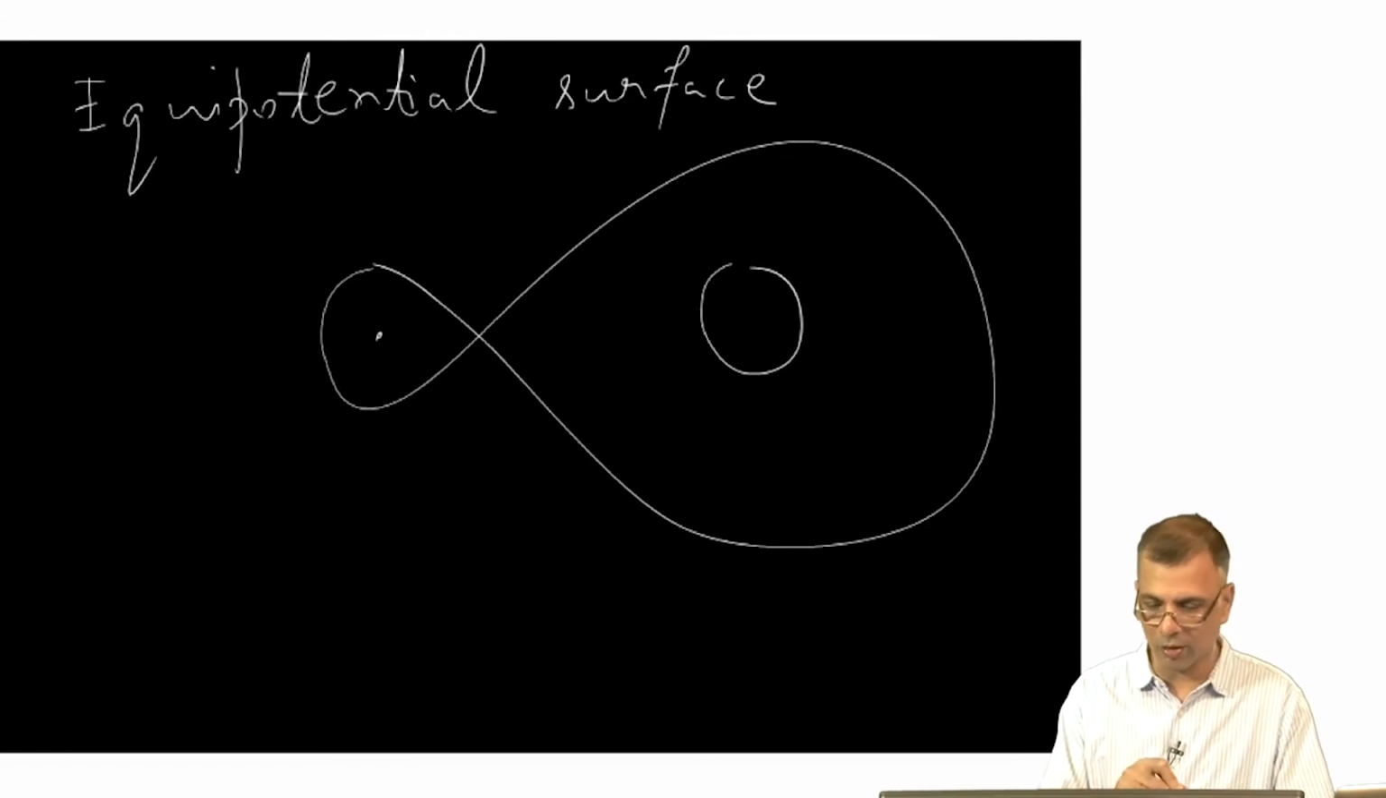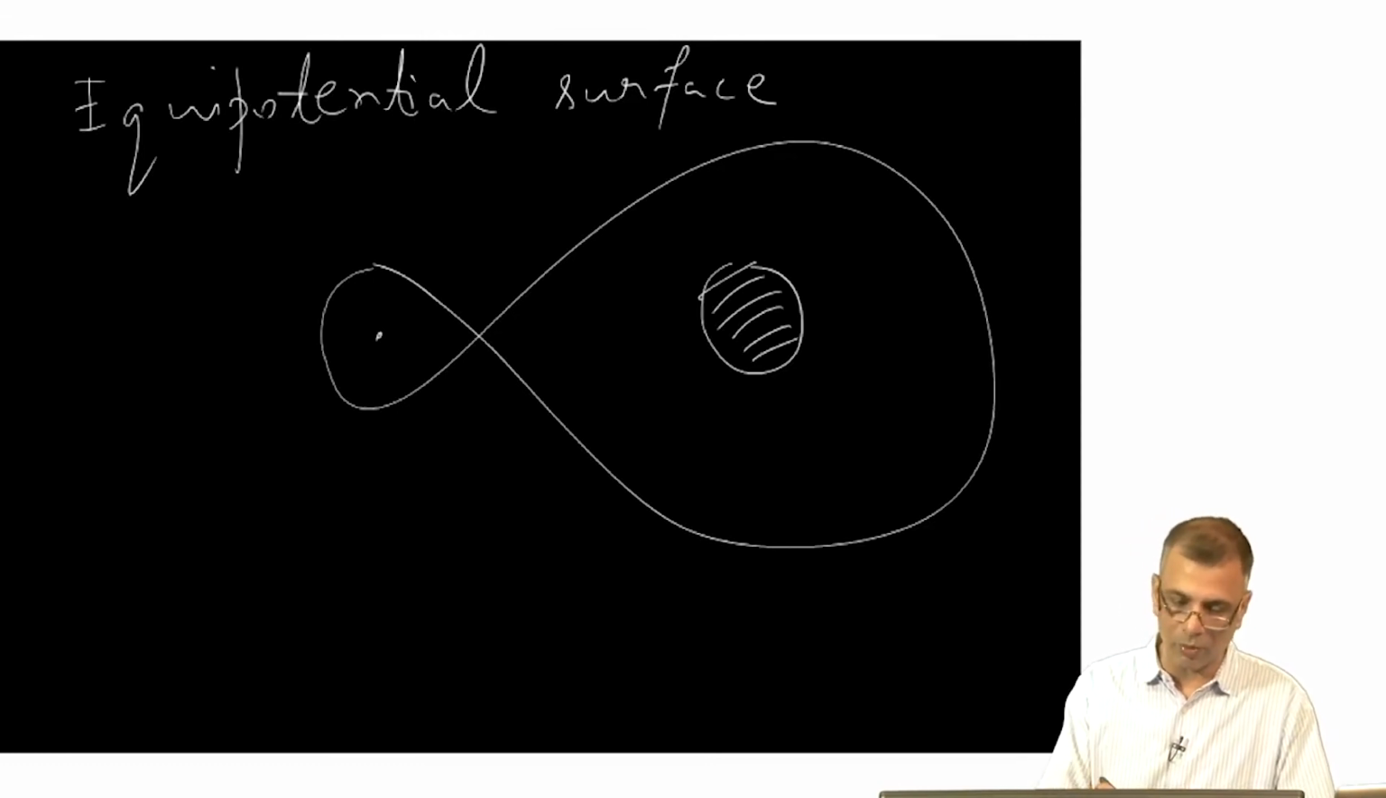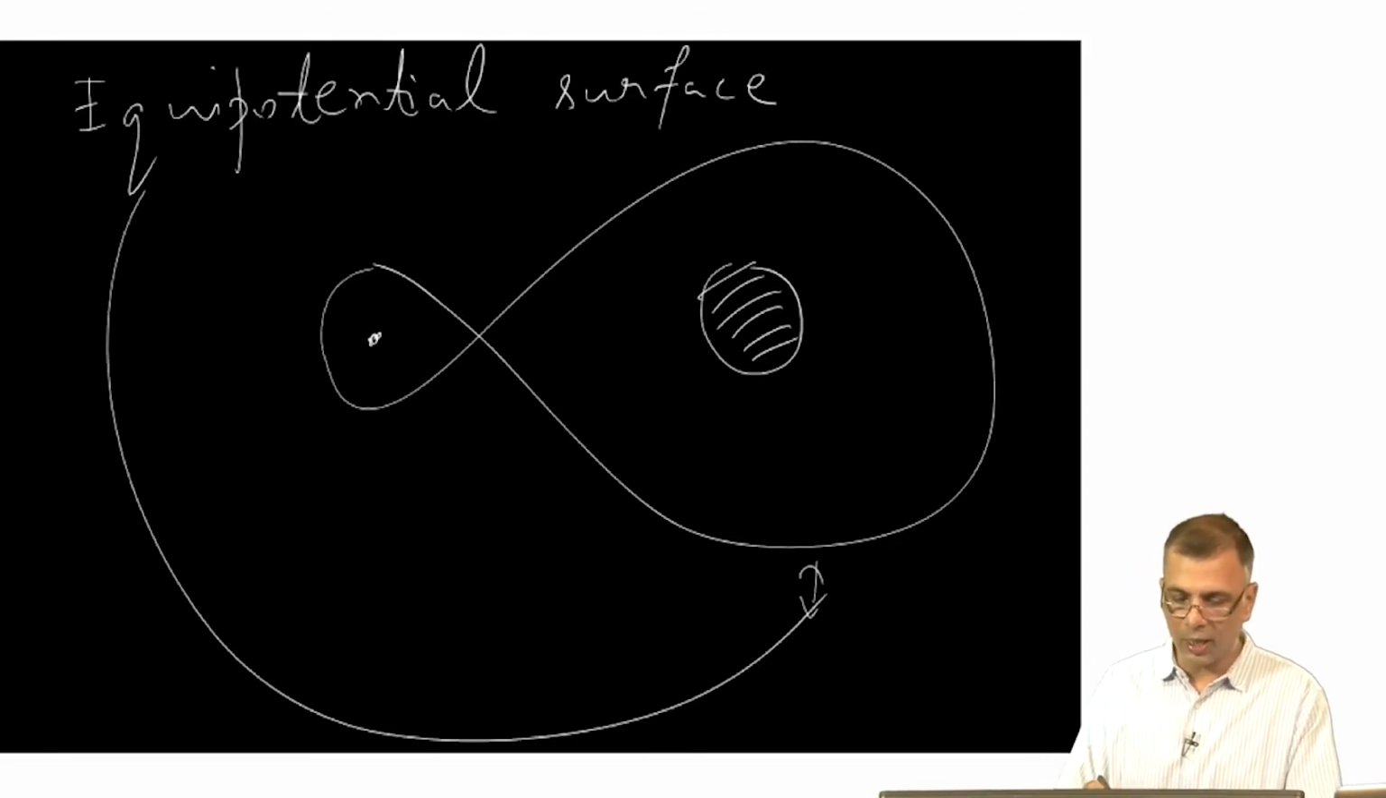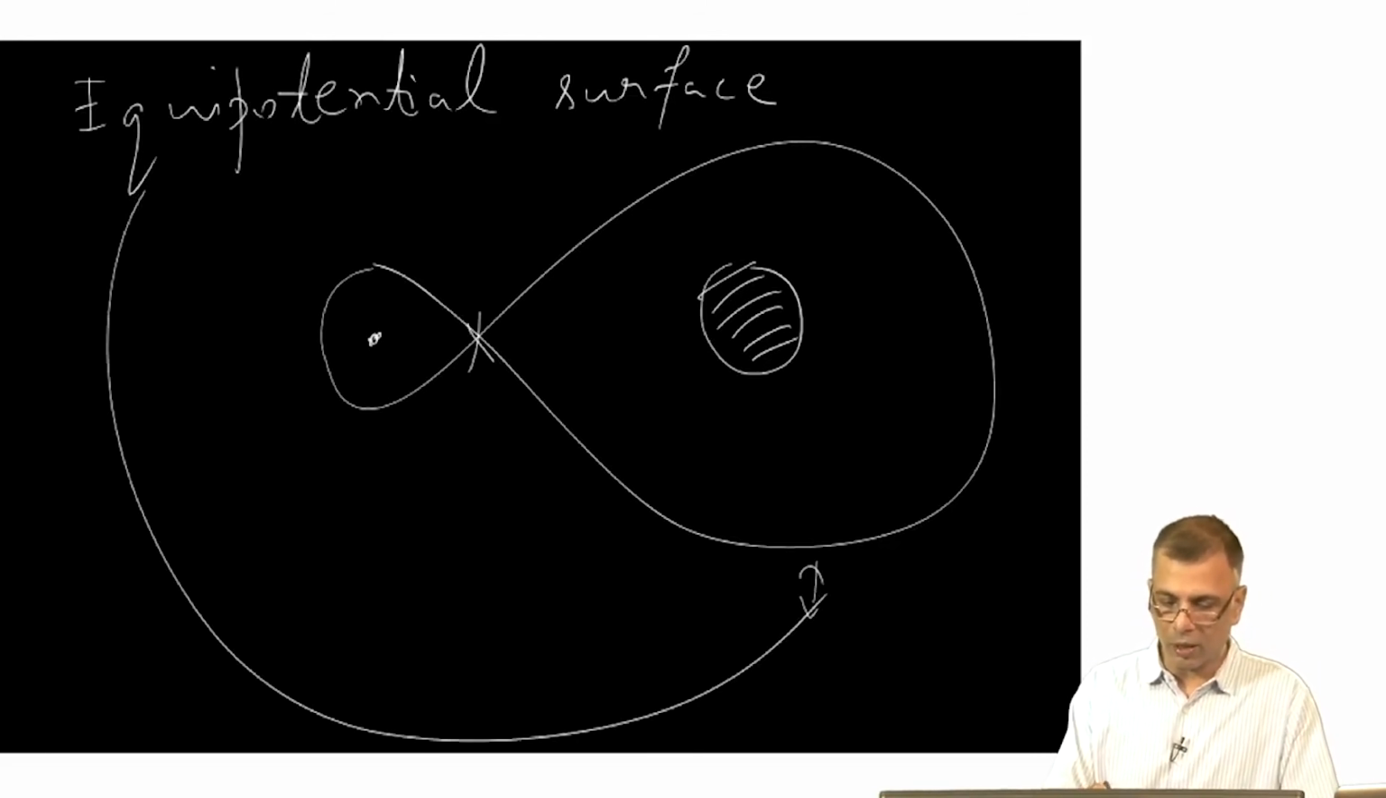It looks like a teardrop. Okay, now this is the companion star, and that's the central object right here. So this would be an equipotential surface, one of these. And this point here is called the L1, the first Lagrange point.